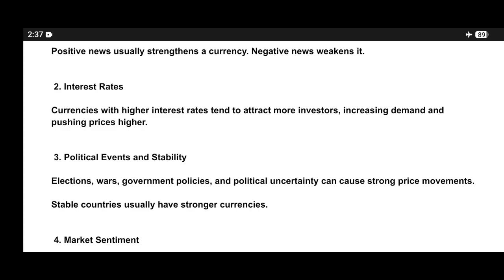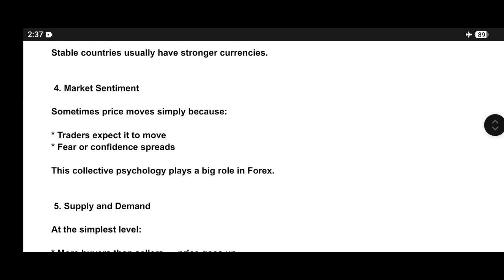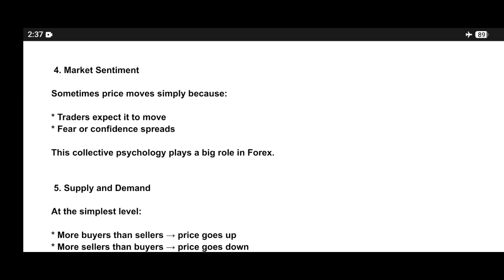Are you getting me? Then number four, market sentiment. Sometimes price moves simply because traders expect it to move. Fear or confidence spreads.